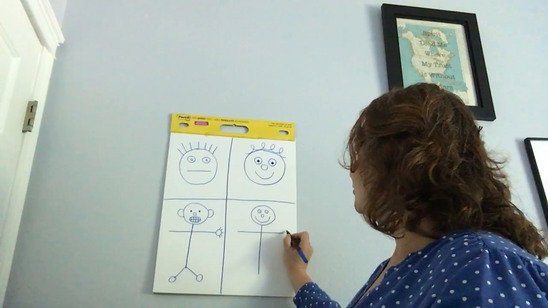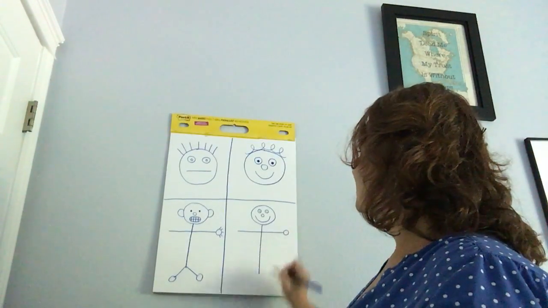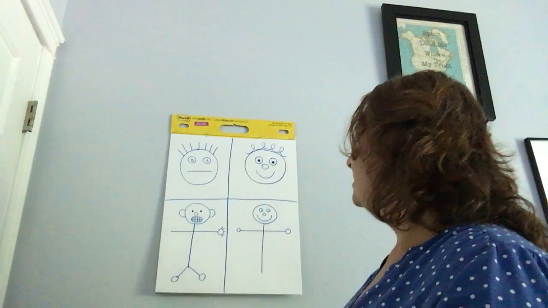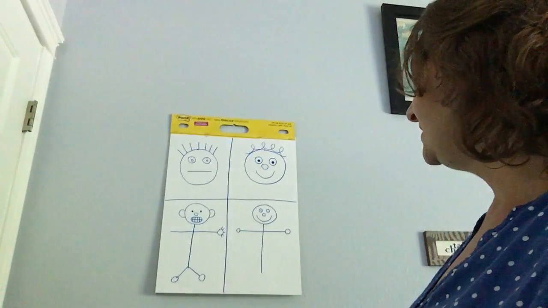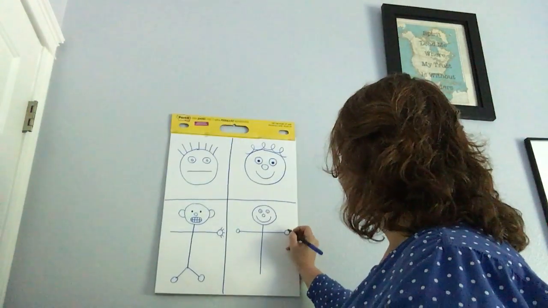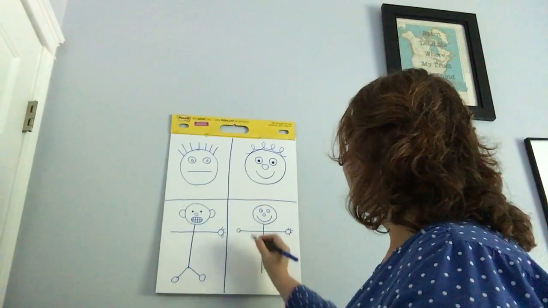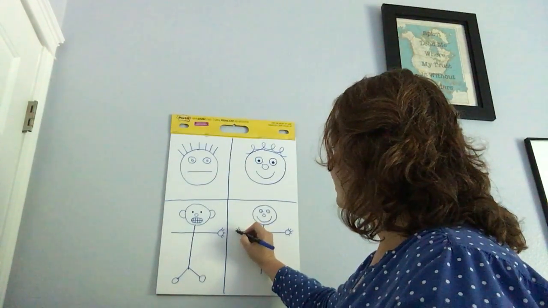Now this time I want to draw hands. So I'm going to make circles on the ends of my lines. I'm going to do fingers. 1, 2, 3, 4, 5. 1, 2, 3, 4, 5.